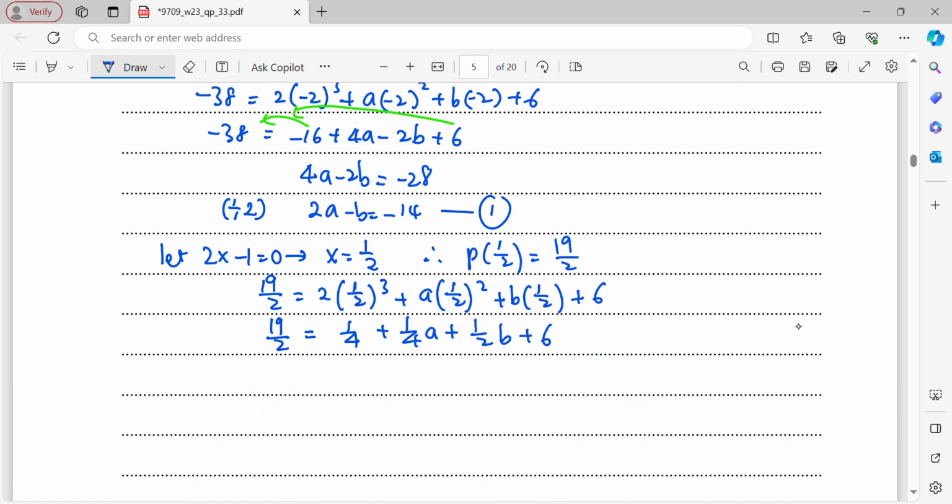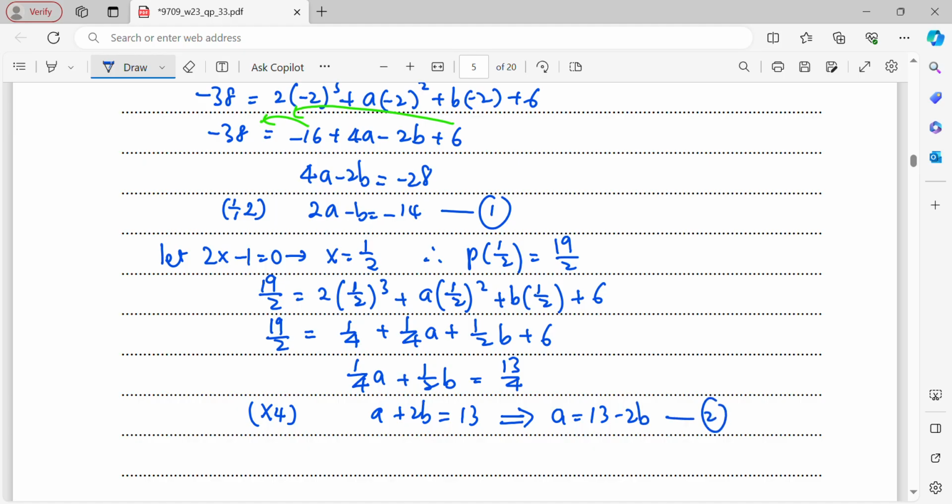Okay, and again, when I simplify, I will be getting 1 over 4 a plus 1 over 2 b equals 13 over 4. So for all these terms, since it's divided by 2 and divided by 4, I can just times the whole equation by 4. Then I will be getting a plus 2b equals 13. Now since the first one I have 2a minus b is negative 14, from here I will be getting a as the subject. So I let my a be 13 minus 2b and let this be the second equation.